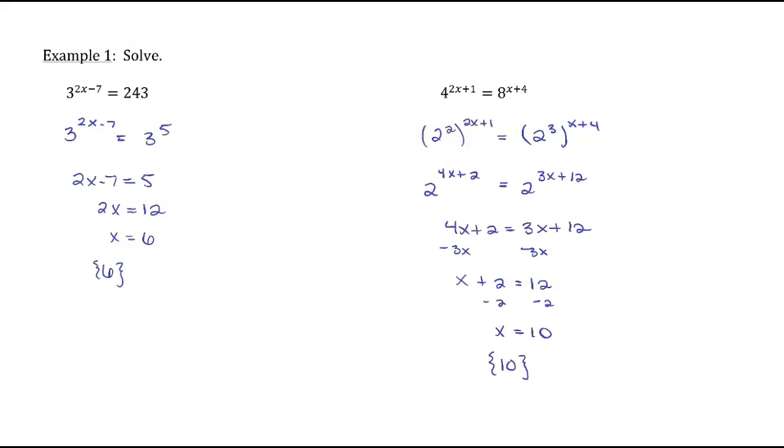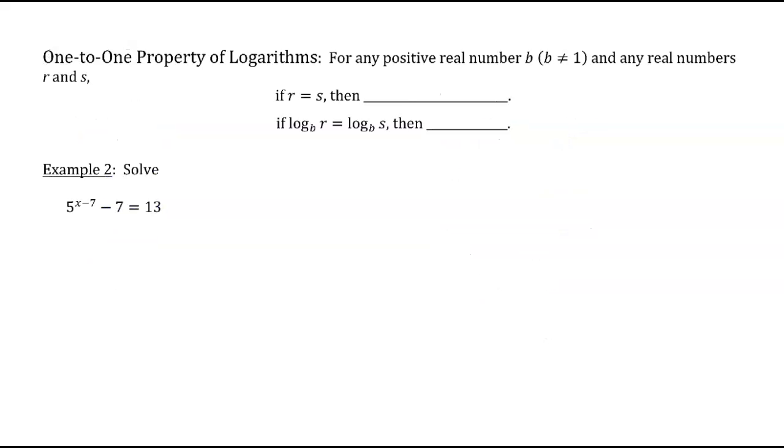These two equations solved pretty quickly using a property that we already knew about exponents. But what happens when we can't write the two sides of an exponential equation in terms of the same base? We can use the one-to-one property of logarithms. The one-to-one property of logarithms states that for any positive real number b other than 1 and any real numbers r and s, if r is equal to s, then it's true that log base b of r is equal to log base b of s.